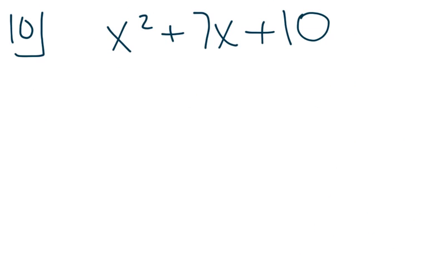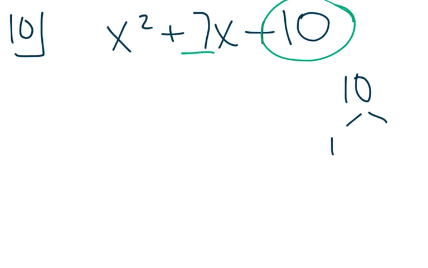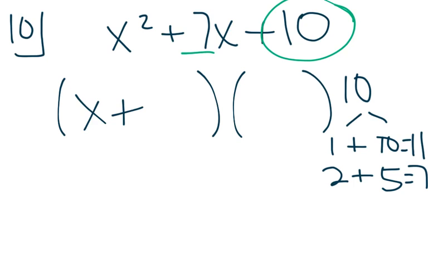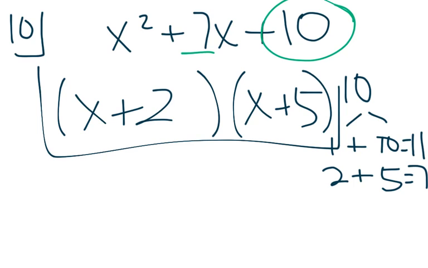For number 10, we are looking for two numbers that multiply to equal 10 and add to equal 7. For 10, we have 1 times 10, and if you add them, that equals 11. And we have 2 times 5, and if you add that, that equals 7. So when we factor these, we have x plus 2 and x plus 5. And this is your final answer.